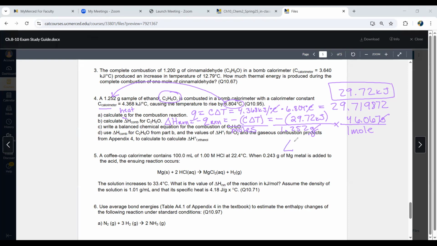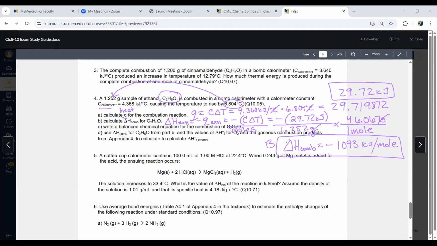Okay, so the delta H of combustion is equal to negative, and I want 4 sig figs based on the amount in each of the values in the problem. So 1093 kilojoule per mole. That's how you do B.